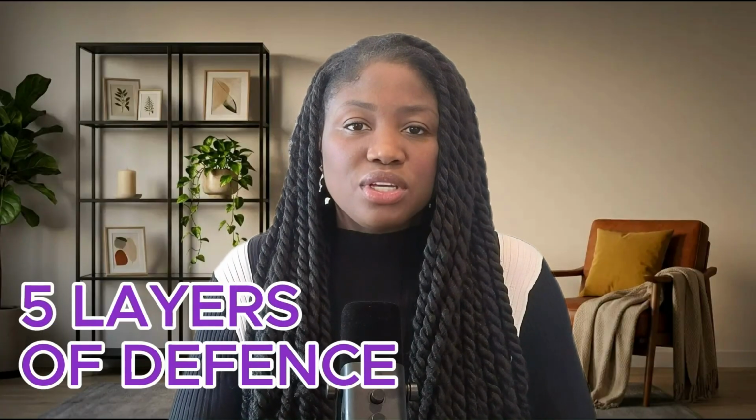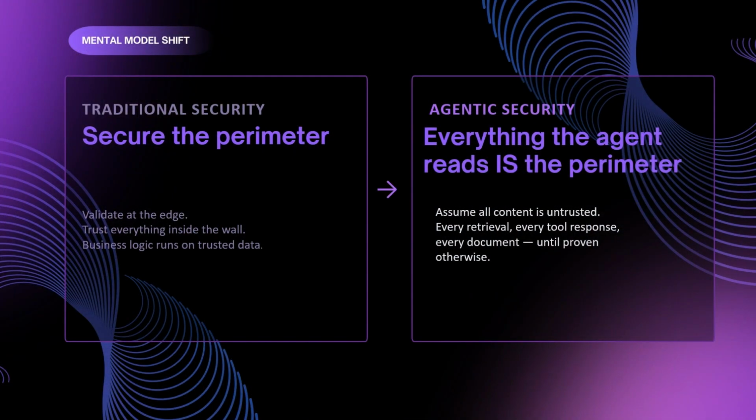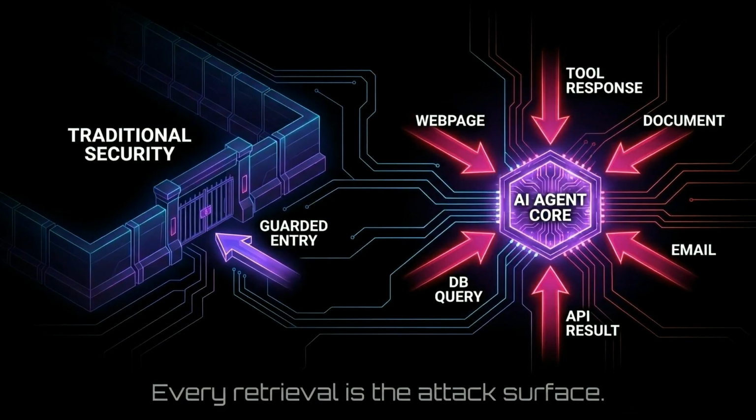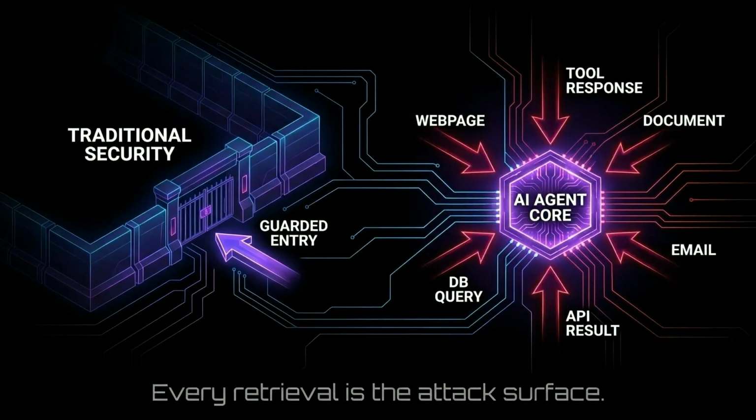But before we get into the code, you need to understand why this is a fundamentally different security problem. In traditional security, you secure at the perimeter, you validate at the edge. Everything inside the wall is trusted. In agentic AI systems, everything the agent reads is the attack surface. Every retrieval, every tool response, every document. The agent can't tell the difference between data it's supposed to process and instructions it's supposed to follow. That's the root vulnerability, and it's why you need multiple layers, not one clever fix.